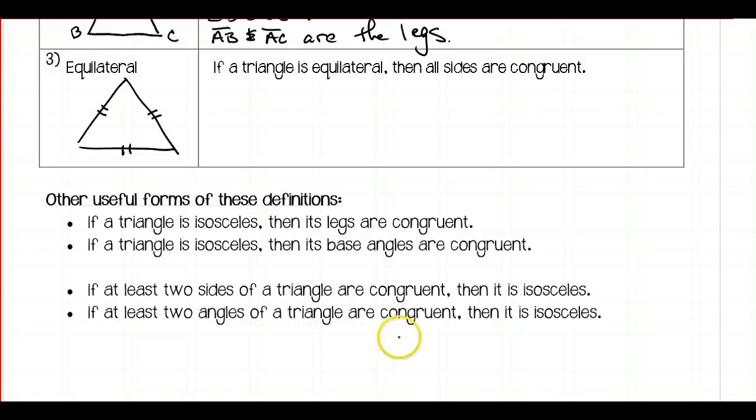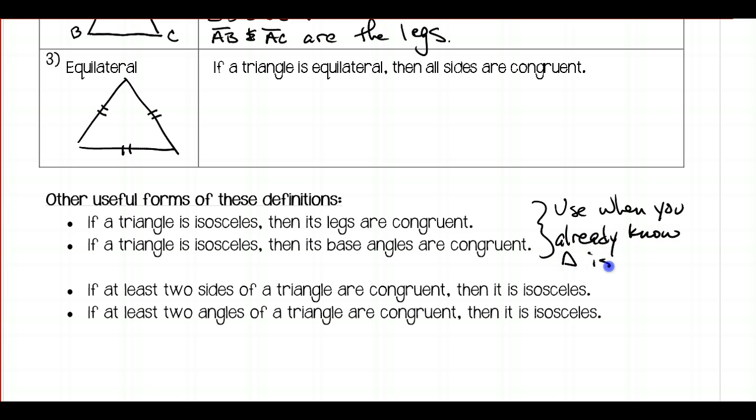Some other useful forms of these definitions. If a triangle is isosceles, then its legs are congruent. If a triangle is isosceles, then its base angles are congruent. So these are going to be important. Use these when you already know the triangle is isosceles. All right, and I'm going to give you these 2 here, but really we're not going to use the second one yet.